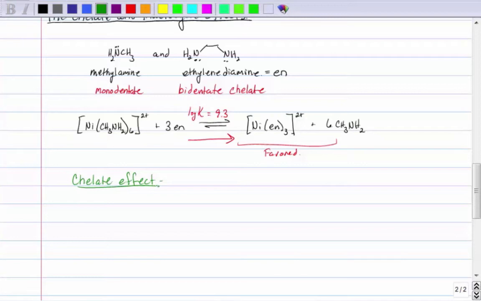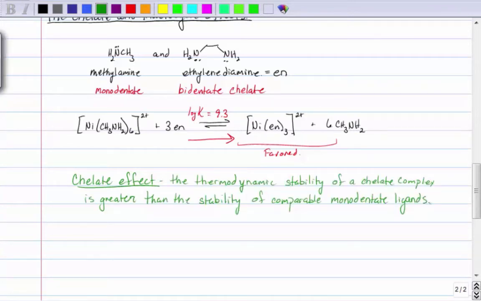So I'll write that down. But I will just let you know that the chelate effect really translates into an entropy effect. The entropy of this system is increased when you bind chelates in replacing monodentate ligands. So the chelate effect is that the thermodynamic stability of a chelate complex is greater than the stability of comparable monodentate ligands. So in the example above, we had two comparable types of ligands. The only difference was one was a monodentate and the other was bidentate or a chelator.